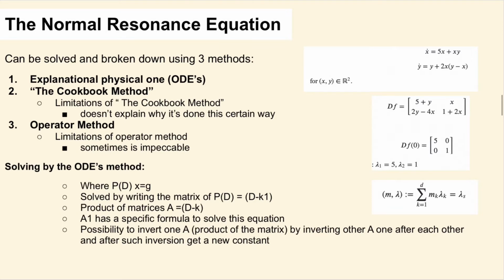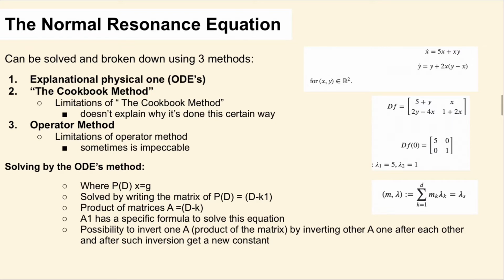Solving this problem by the ODE method, where pdx equals g, gravitational constant, which is the force of gravity, which has to be taken into account when solving problems on the Earth's surface. G on the Earth is 9.81 meters per second squared. Solved by writing the matrix of PD. Now we get the product of matrix.